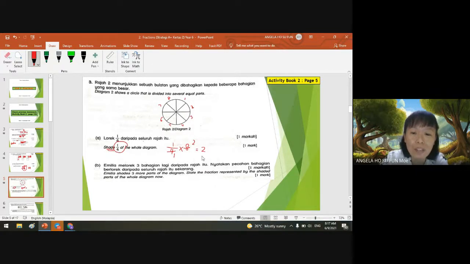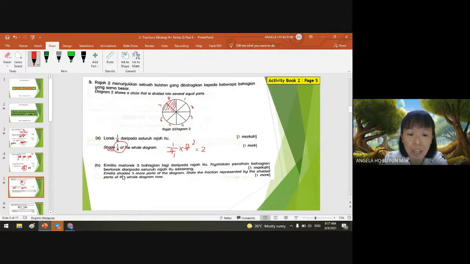They ask you to shade, so don't leave your answer as 2 here. You are going to shade any 2 parts from the diagram. Maybe I shade 1 and 2. Done. It is not necessary to be these 2 parts. You can shade any parts as long as it is 2 parts only from the whole diagram.